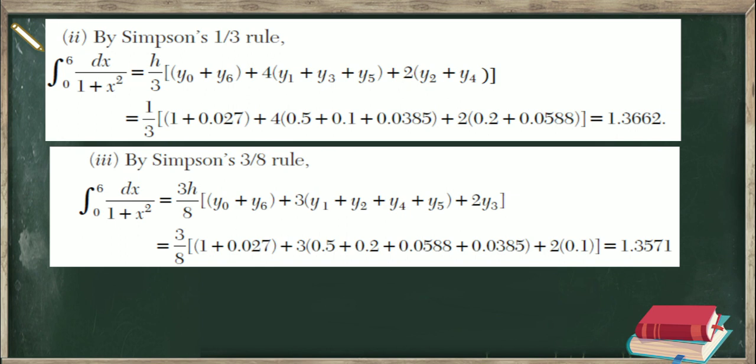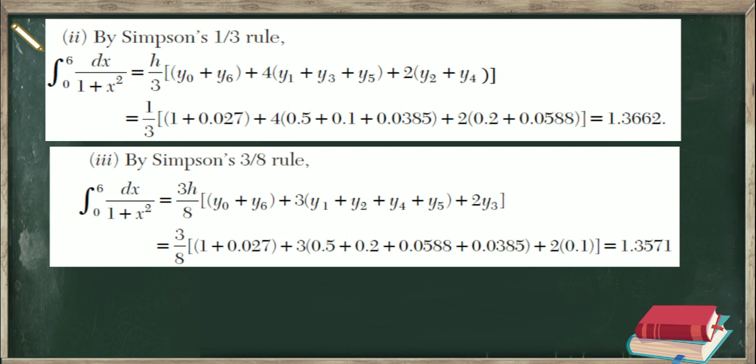Integration 0 to 6 dx upon 1 plus x square is equal to h by 3 [sum of first and last ordinate plus 4 into sum of odd ordinates plus 2 into sum of even ordinates], which is equal to 1 upon 3 [1 plus 0.027 plus 4 into (0.5 plus 0.1 plus 0.0385) plus 2 into (0.2 plus 0.0588)], which is equal to 1.3662.